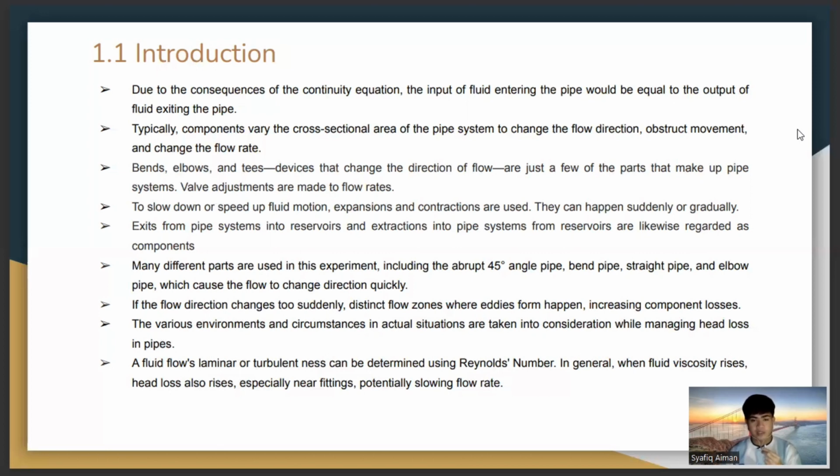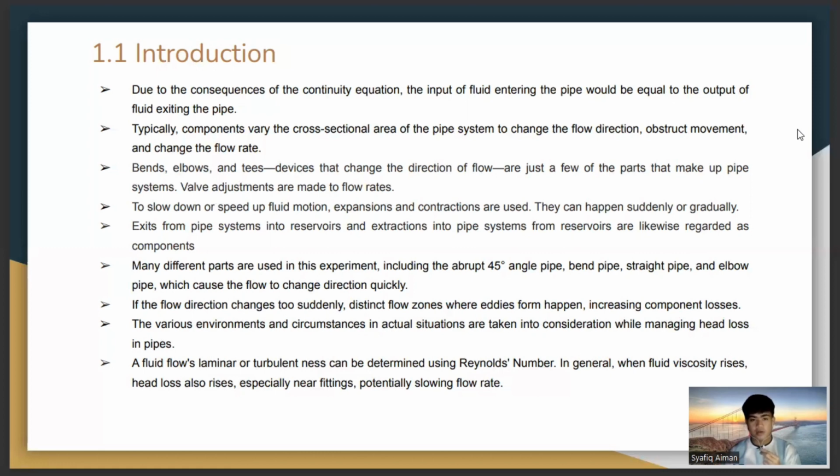Many different parts are used in this experiment, including the abrupt 45-degree angle pipe, bend pipe, straight pipe, and elbow pipe, which cause the flow to change direction quickly. If the flow direction changes too suddenly, a distinct flow zone where eddies form happens, increasing component loads. The various environments and circumstances in actual situations are taken into consideration while managing head loss in pipes.